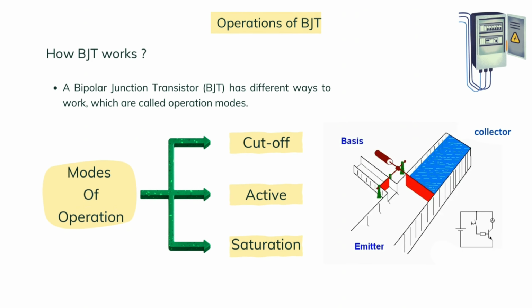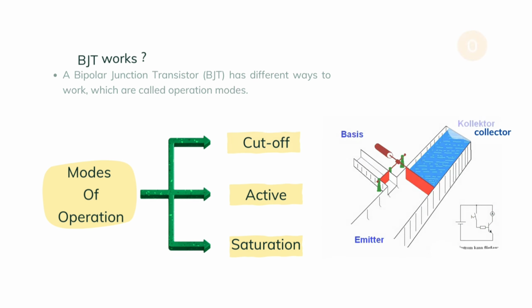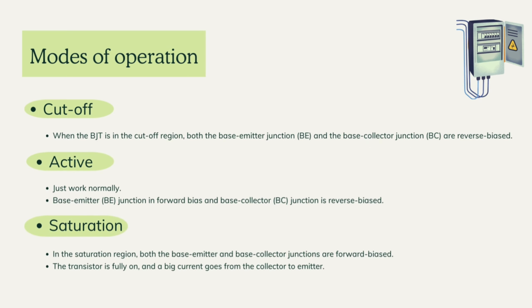Now, let's move on to the operation of BJT. So how does BJT work? BJT works by using modes of operation, which are divided into three: cut-off, active, and saturation. Here, we will tell you what the operation modes are.